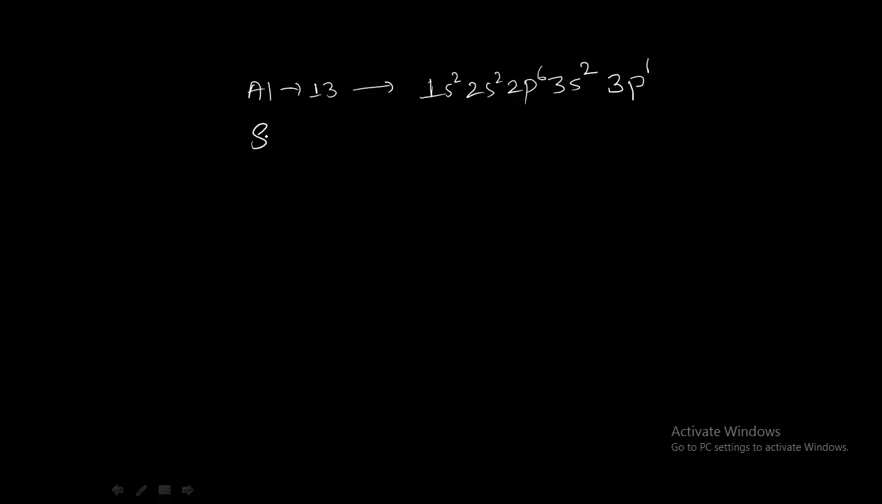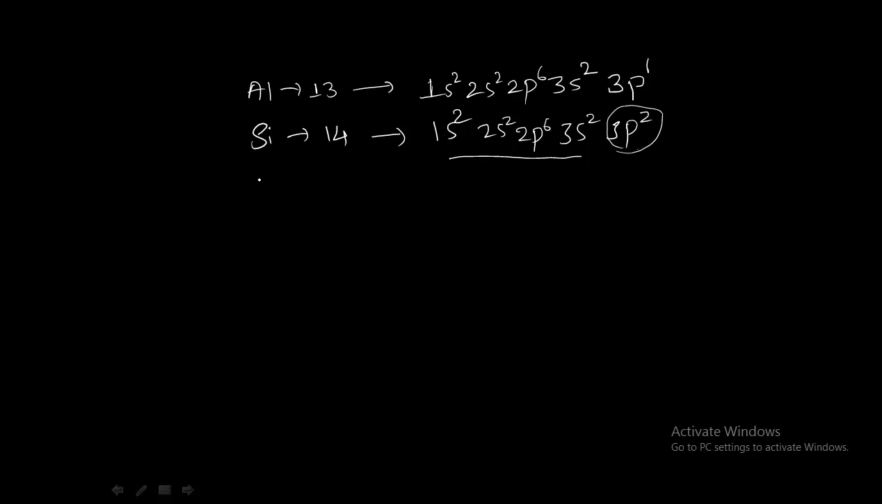And if we observe the next, that is silicon, its atomic number is 14. So again 14 electrons are there. Therefore we can write its electronic configuration as 1s2, 2s2, 2p6, 3s2, 3p2. Now the electrons will go on filling up in the p subshell up to 6. So this will remain the same, and the only change will be in the last p subshell.